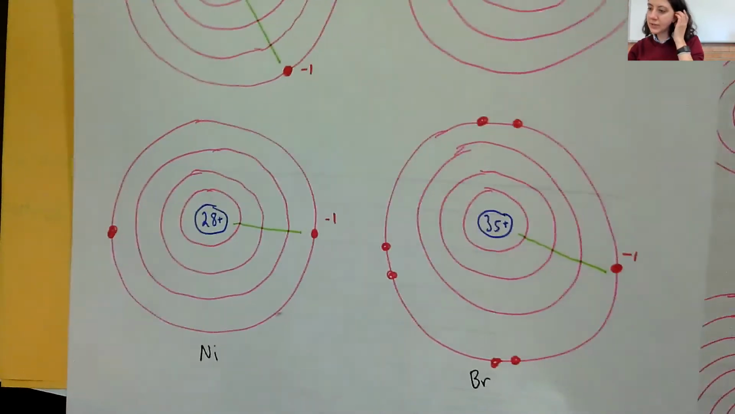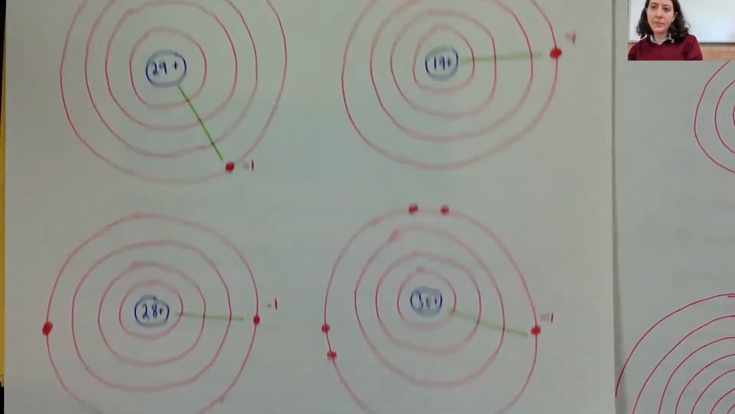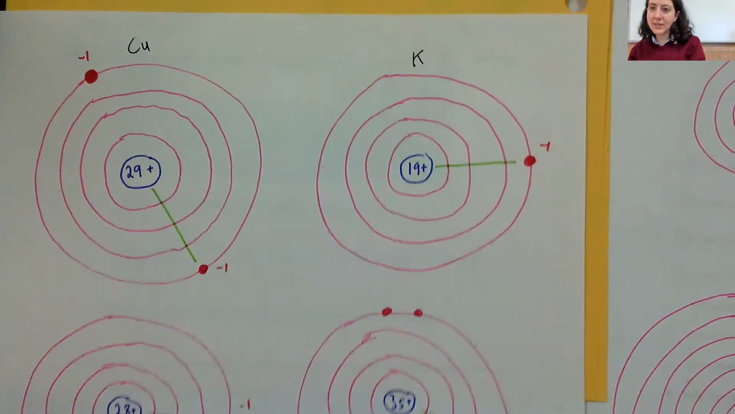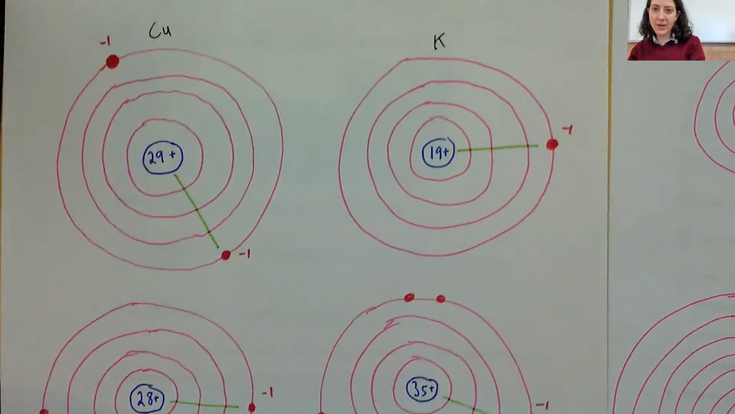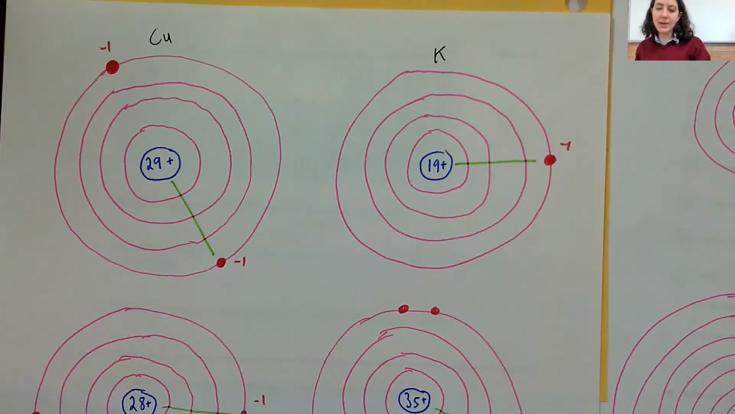Okay, so let's look back at copper and potassium and nickel and bromine, and let's talk about electron affinity. So which one of these do we think is going to have the highest electron affinity, the most force holding on to that electron? Well, once again, we're back to the same problem. We need to figure out, technically all these electrons, the distance should be sort of vaguely similar.